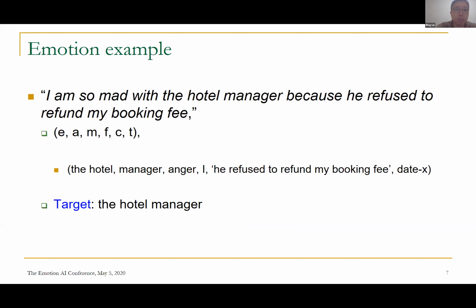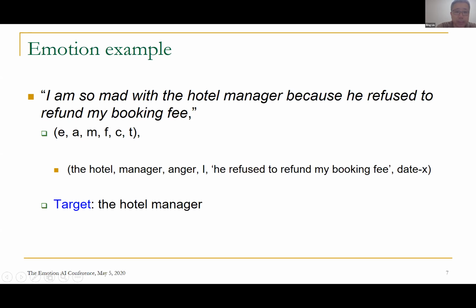So if you see the example, "I'm so mad with the hotel manager because he refused to refund my booking fee." If you put this into that structured form, you will see the hotel is the entity, and the manager is a particular aspect of the entity. The emotion is anger, and the feeler is "I", the person himself. Then the cause of this anger emotion is that the hotel manager refused to refund the fee, and the time is going to be X.